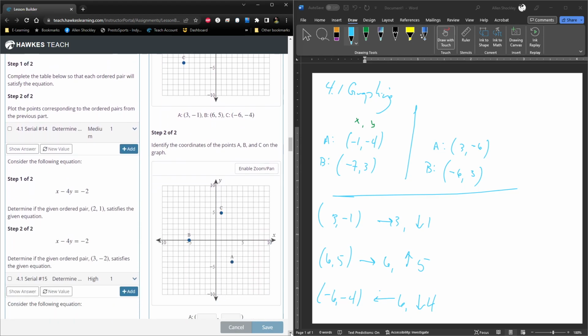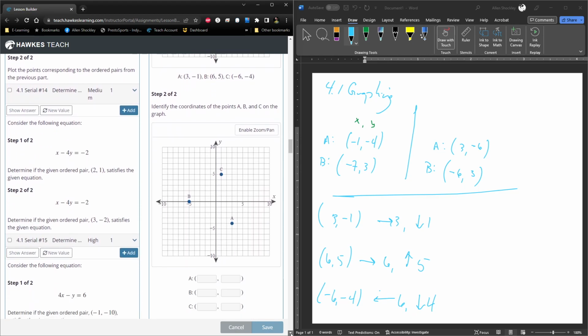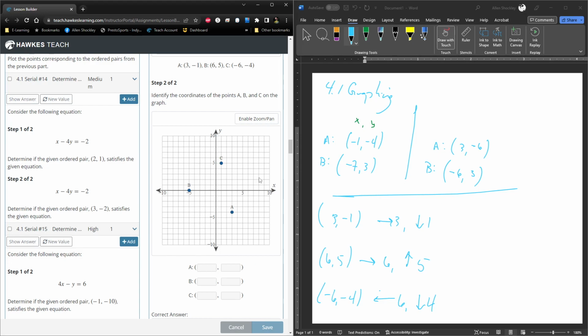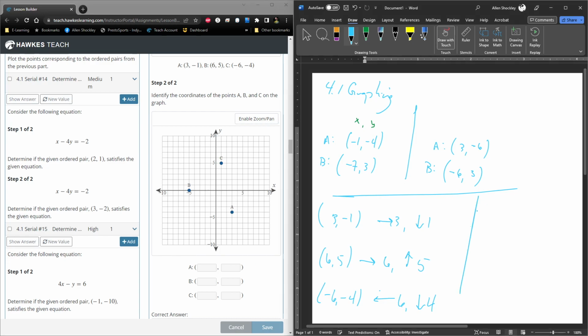And again, it's just going to ask you to name the coordinates. So for A, I'm going to have to scoot 1, 2, 3 to the right and down 1, 2, 3, 4. So A is 3, negative 4. Right 1, 2, 3, down 1, 2, 3, 4.